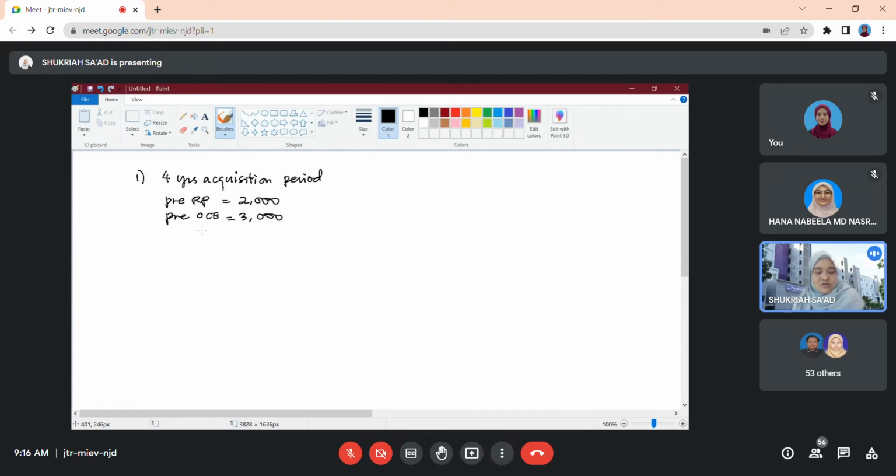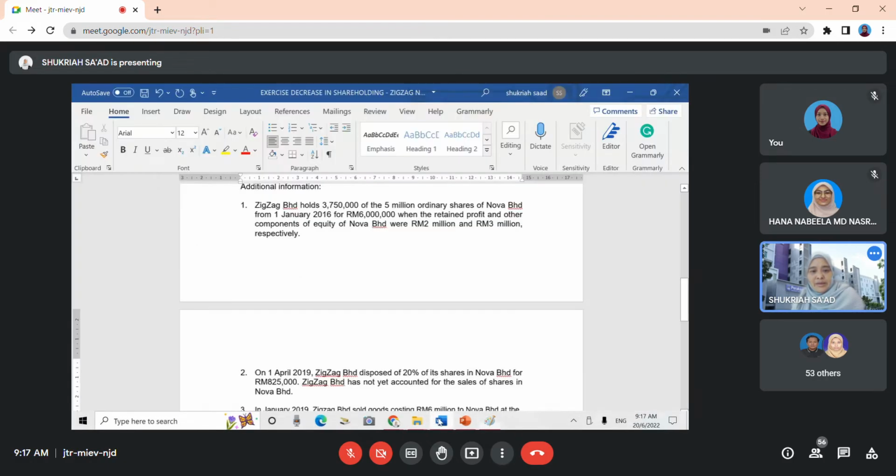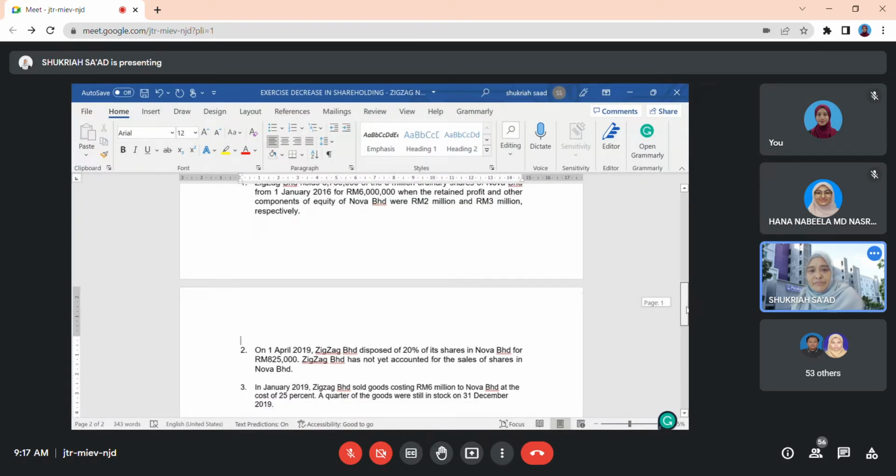Okay. And then kita juga ada information number 1. Dia punya DOA 1st Januari 2016. Okay, and then dia punya percentage of control. Okay, ordinary share capital will be 75%. NCI will be 25%. Okay, that's information number 1. Then we go to number 2.